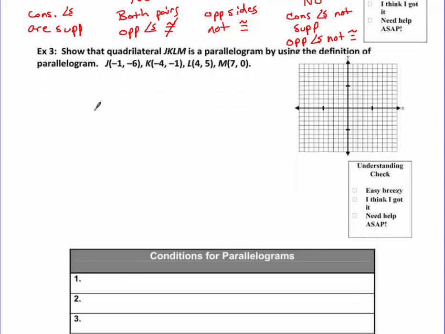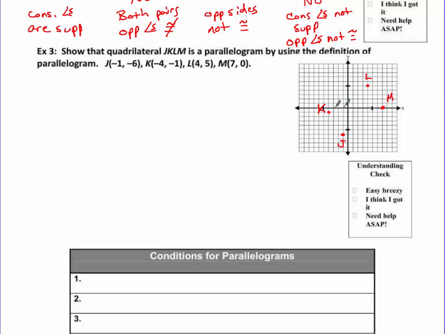All right, last example. Show that this quadrilateral JKLM is a parallelogram by using the definition of a parallelogram. So we have these points. It says J is (-1, -6). That's J. And K is (-4, -1). So K. (4, 5) is L, and (7, 0) is M.